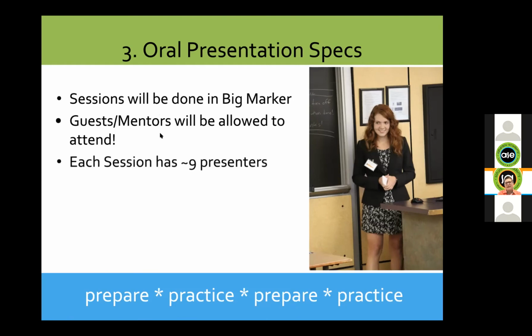Each session has about 9 presenters. So you know how Zoom has breakout rooms to reduce numbers? Big Marker is similar. We're going to break you into sessions, into groups, and those groups will have approximately 9 interns that are each going to present their presentation. Your talk should be between 10 and 12 minutes.